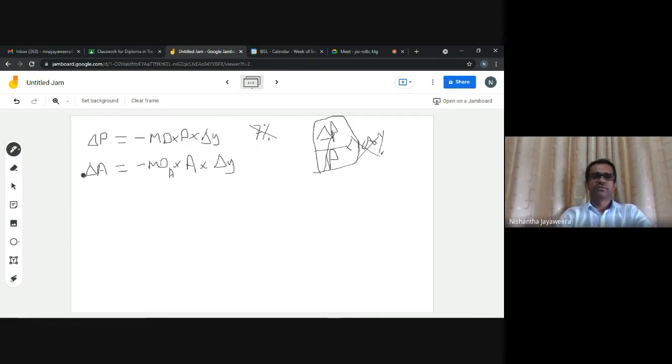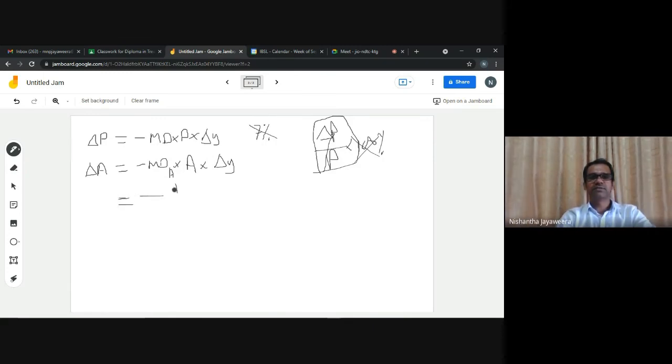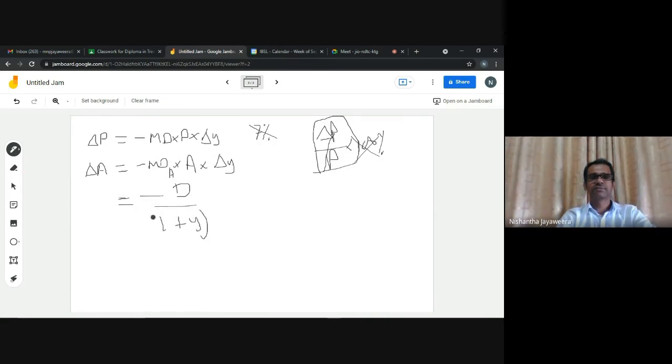Therefore, the change in asset can be derived by multiplying the modified duration by the value of the asset and the change in yield. What is modified duration? It's the Macaulay duration divided by 1 plus y. Others remain the same. This is the equation used here.